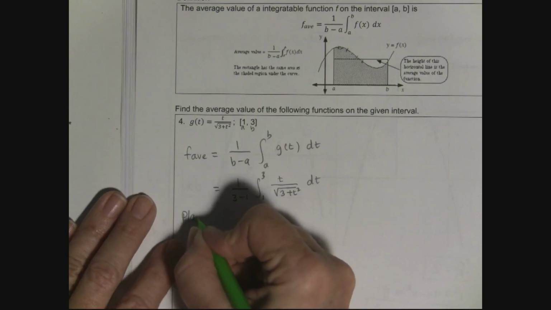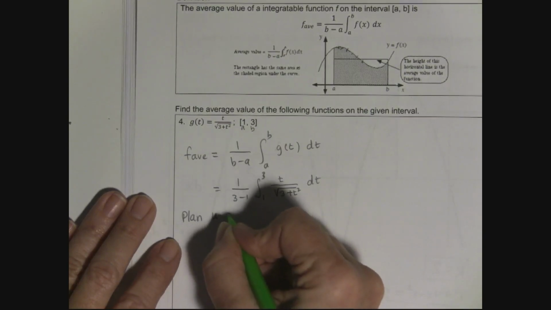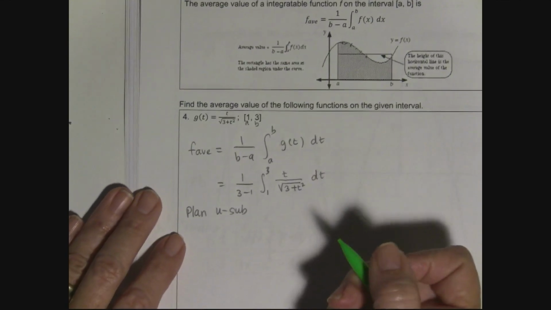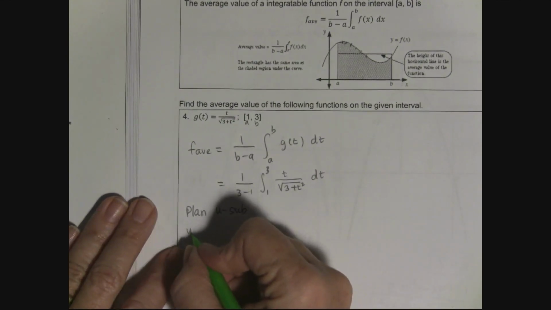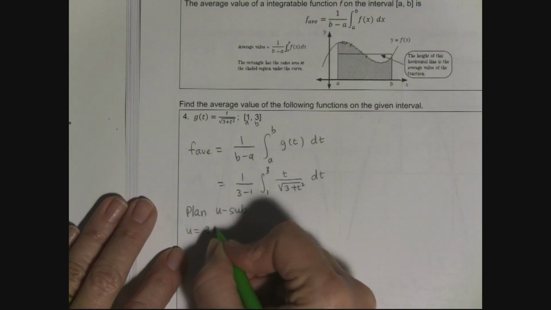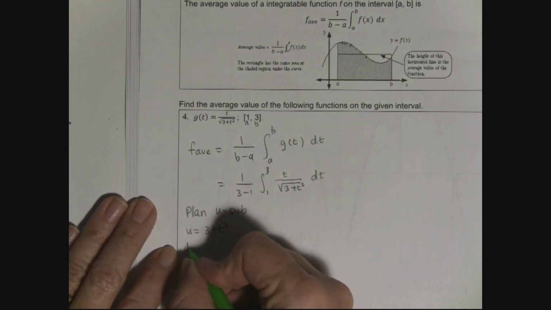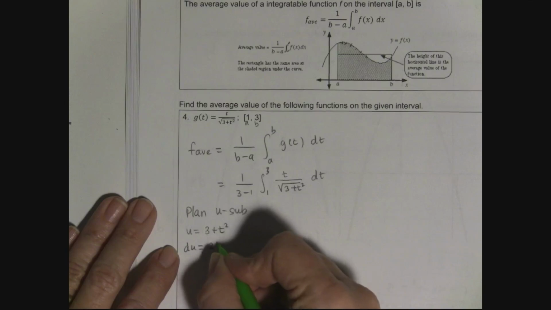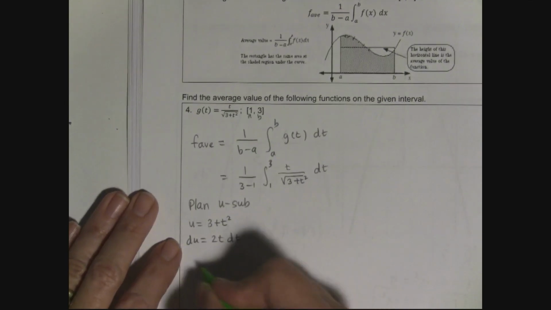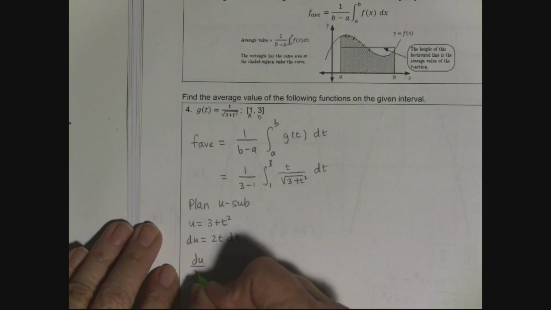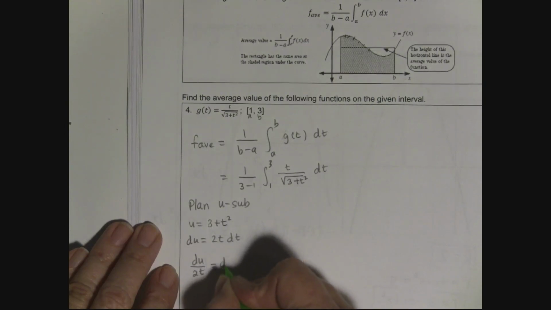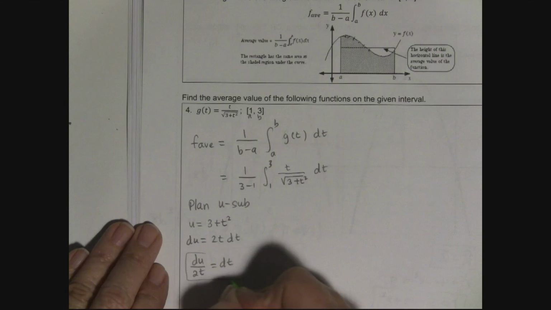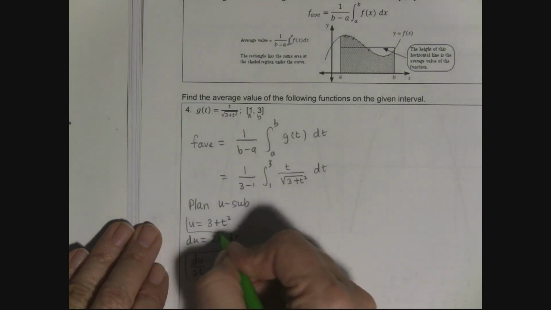Whenever I do a u substitution, I do a plan for the u substitution. And so let's say that u equals 3 plus t squared. And then du equals 2t dt. And then du divided by 2t equals dt. That's how I like to write it, but you can do it your own way.